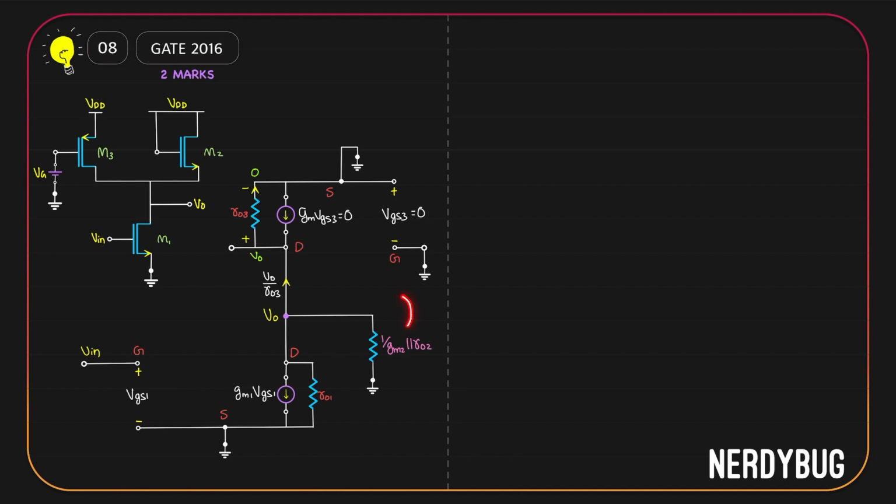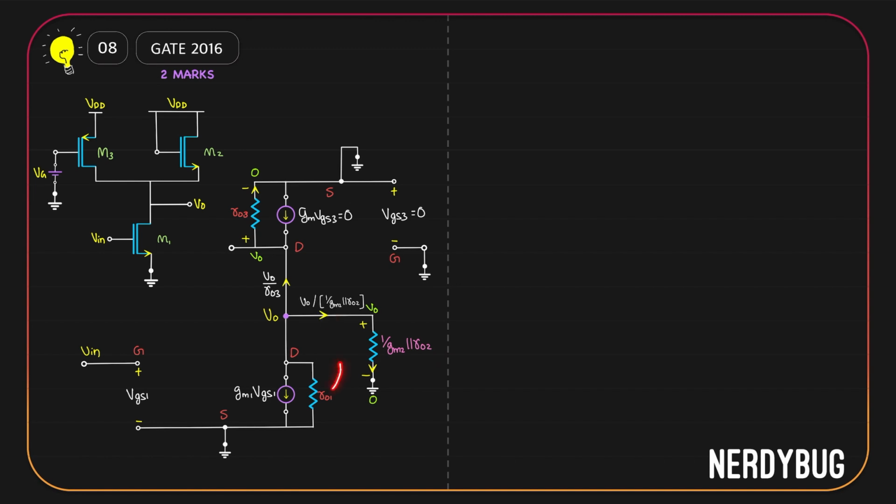Now take a look at 1 by gm2 parallel to RO2. It gets VO potential here, 0 potential here. So a current will flow through it in this direction, giving positive potential here and negative here. And that current will be equal to VO divided by 1 by gm2 parallel to RO2. Let us show it over here.